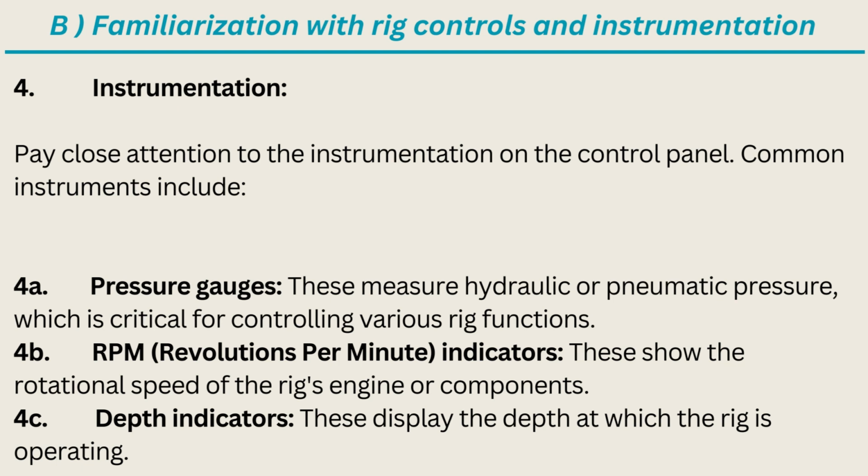Common instruments include: 4A. Pressure gauges. These measure hydraulic or pneumatic pressure, which is critical for controlling various rig functions. 4B. RPM, revolutions per minute, indicators. These show the rotational speed of the rig's engine or components. 4C. Depth indicators. These display the depth at which the rig is operating.